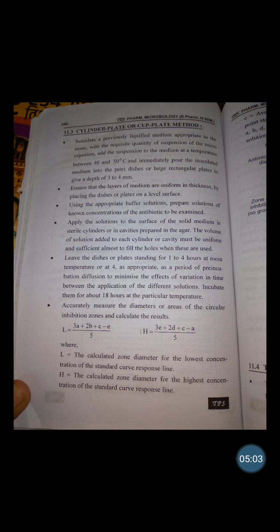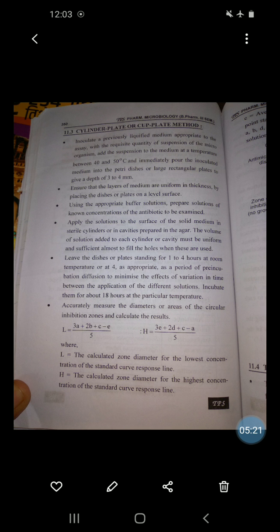Then leave the dishes or the plates standing for 1 to 4 hours at room temperature or at 4 degrees, as appropriate, as the period of pre-incubation diffusion, in order to minimize the effect of variation in time between the application of the different solutions. Then incubate them for 18 hours at the particular temperature. Then accurately measure the diameter or the area of circular inhibition, the zone of inhibition, and calculate the result.